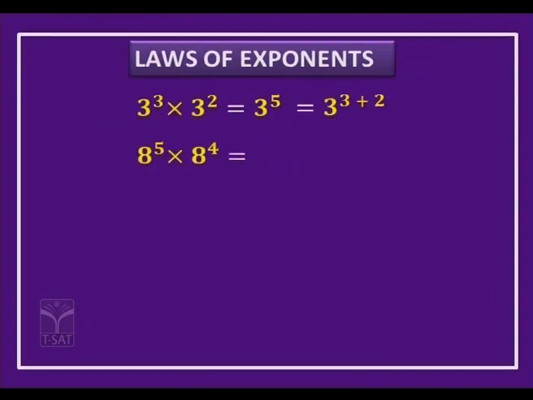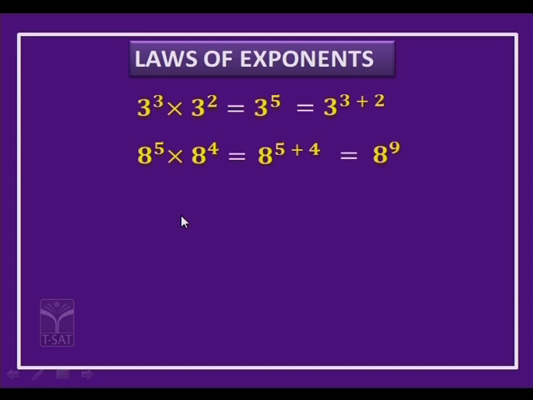Okay, children, let us see. Now, suppose if I have 8 to the power of 5 into 8 to the power of 4, now using the above relation, how do you write this, children? Yes, if you notice here we have seen 3 to the power of 3 into 3 square is 3 to the power of 3 plus 2, right? We just added the powers, and if you notice the bases are same. Here also the bases are same. So, what we need to do, children? Yes, we need to just add the powers, that is 8 to the power of 5 plus 4, which is nothing but 8 to the power of 9.